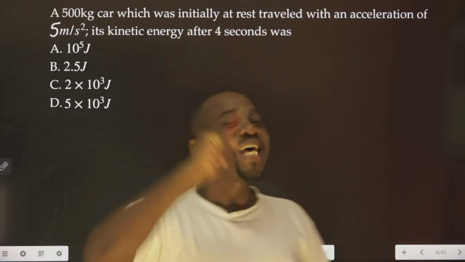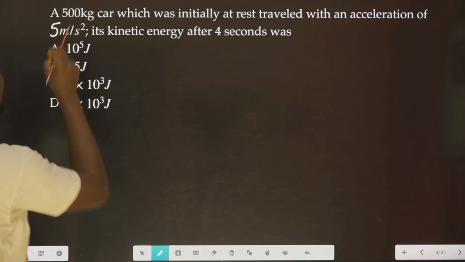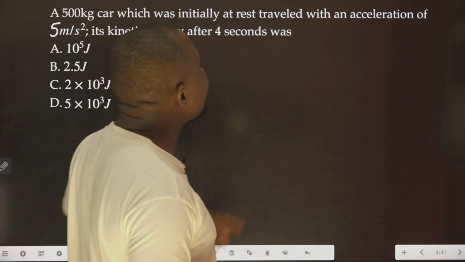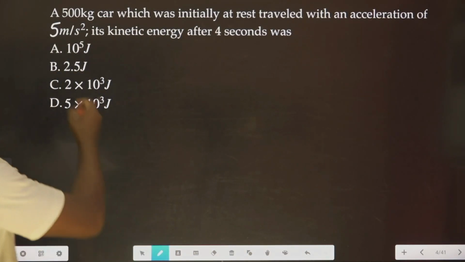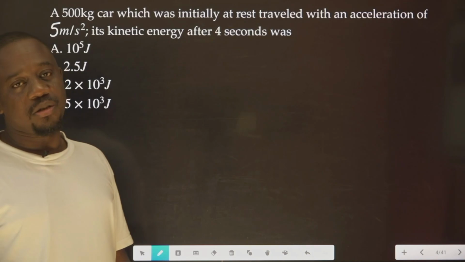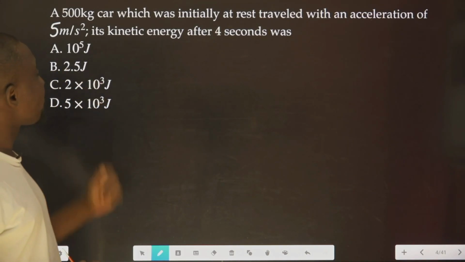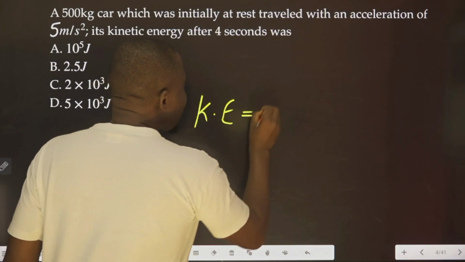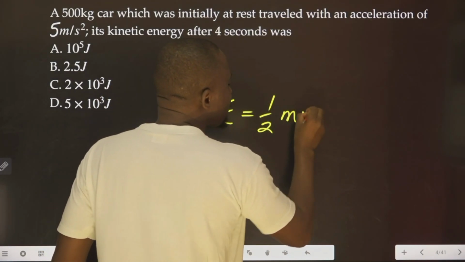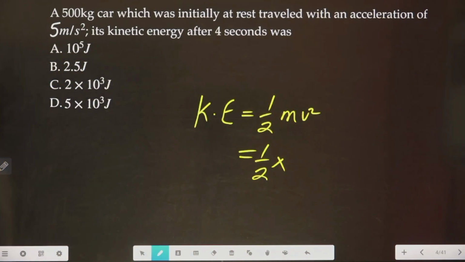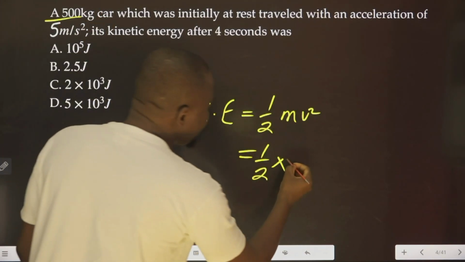Let's look at this. It says a 500 kg car which was initially at rest traveled with an acceleration of 5 meters per second squared. Its kinetic energy after 4 seconds was what? Very easy. First of all, you agree with me, to find kinetic energy we say it's 1 over 2 mv squared. 1 over 2. What is the m? The m is 500.